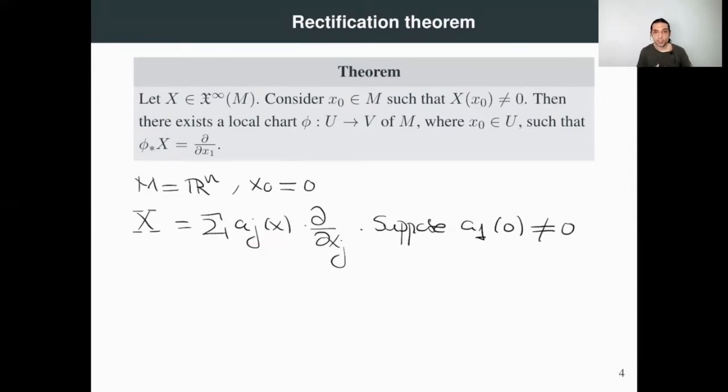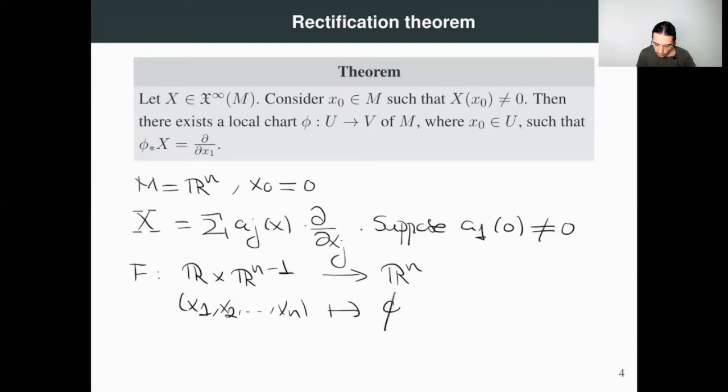Now we're going to consider a map which is defined from R times R^(n-1), indeed, in a neighborhood of the origin, to R^n, and that sends the point x1, x2, and so on to the flow in time x1 applied to the point 0, x2, and so on.